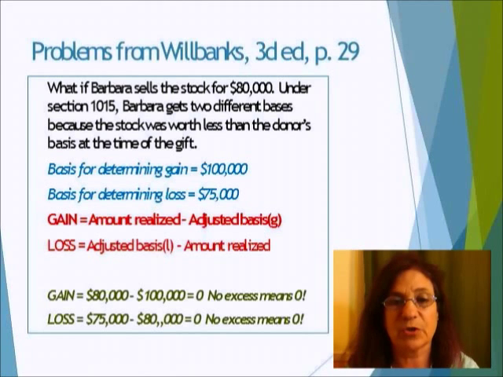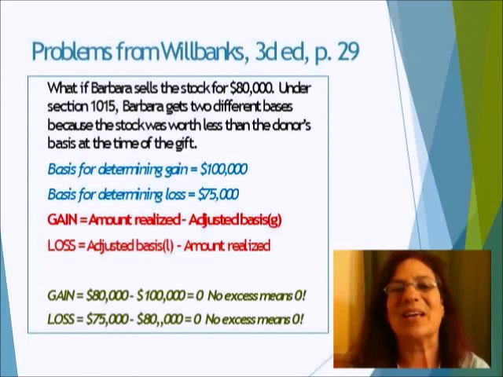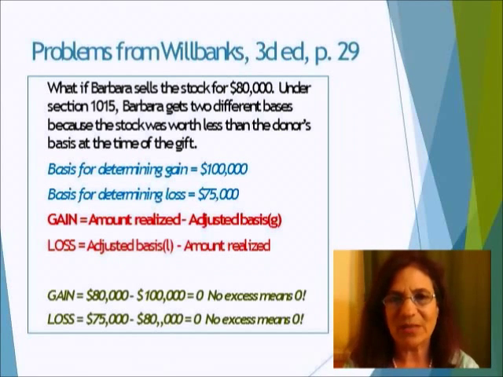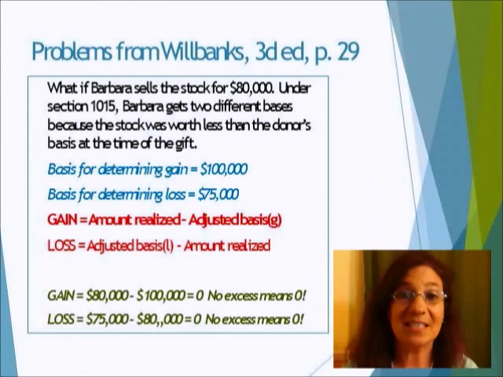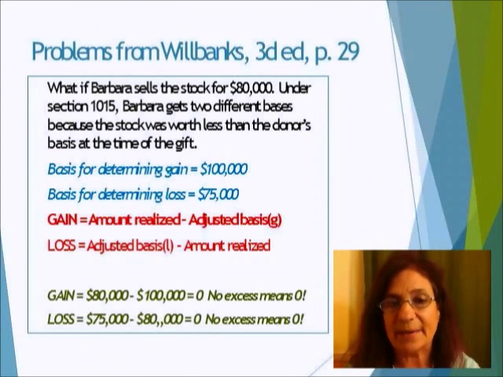Okay, so we'll determine gain first: amount realized minus adjusted basis for gain. So that's 80,000 amount realized minus 100,000. Oh, can't do that. That would be a negative number. So we only go to 0. 0 means that there's no excess. So that's the beauty of these excess-over formulas. Either there is an excess or there's not. So here there's no excess, so no gain.